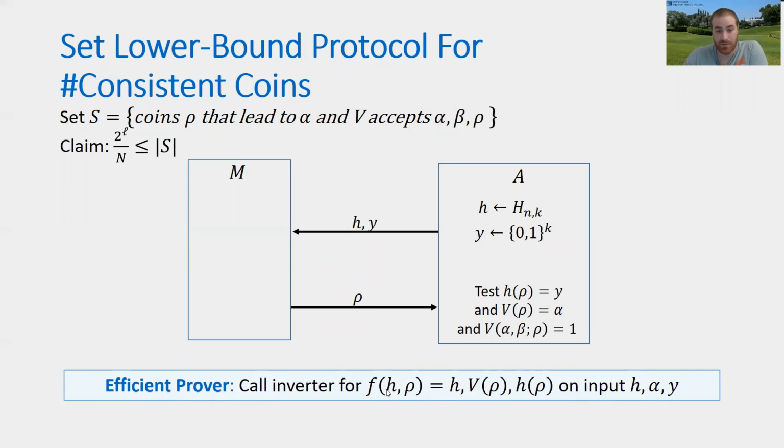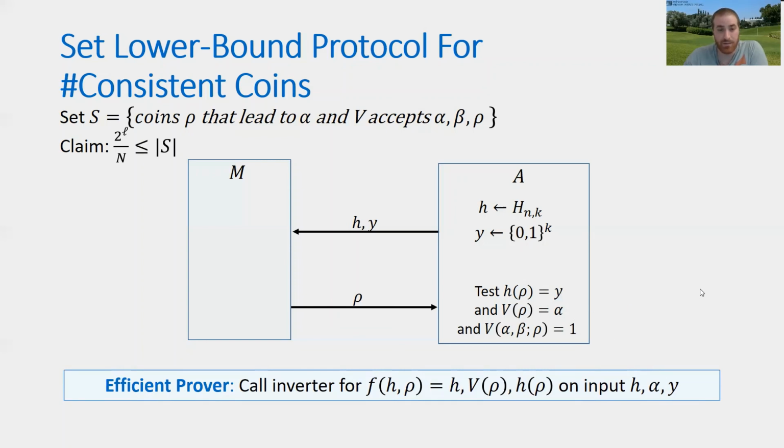So why is an inverter for this function enough? Well, if we give it the hash function that we're talking about, alpha and y as the image, the pre-images of these are exactly h and rho such that v of rho is alpha. So alpha is the message sent by the verifier given rho, and y is the hash of rho. It's exactly what we need.